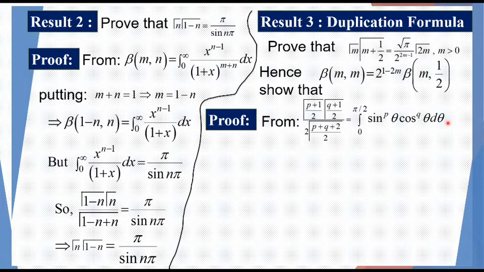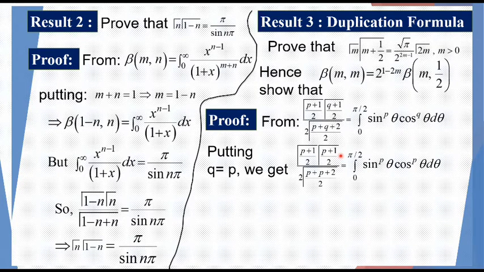So to prove it, we have from this particular phenomena gamma p plus 1 by 2 gamma q plus 1 by 2 upon 2 gamma p plus q plus 2 by 2 equals integral 0 to pi by 2 sin raised to power p theta cos raised to power q theta d theta. Now see, here we require only m. First we can replace q equals p. So we get gamma p plus 1 by 2 gamma p plus 1 by 2 upon 2 gamma p plus 2 by 2 equals integral 0 to pi by 2 sin raised to power p theta cos raised to power p theta d theta.